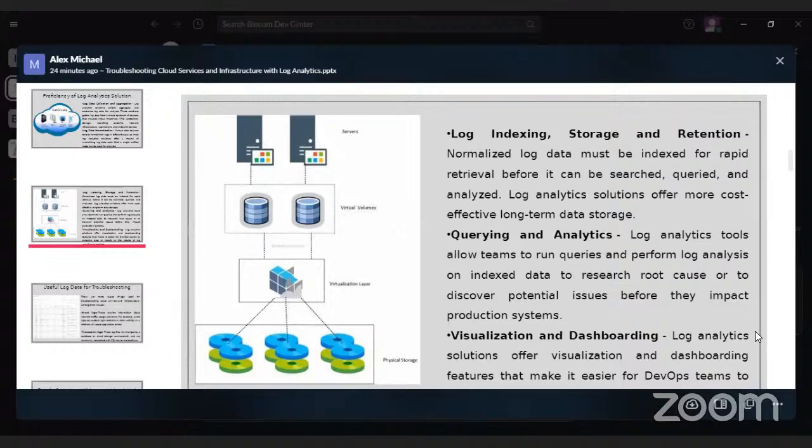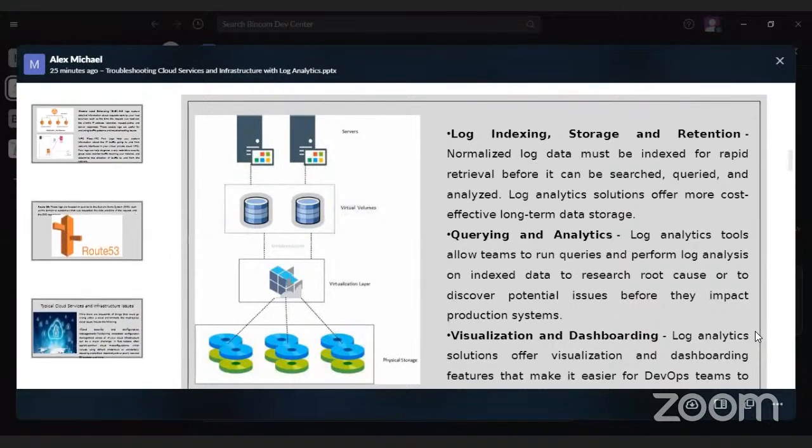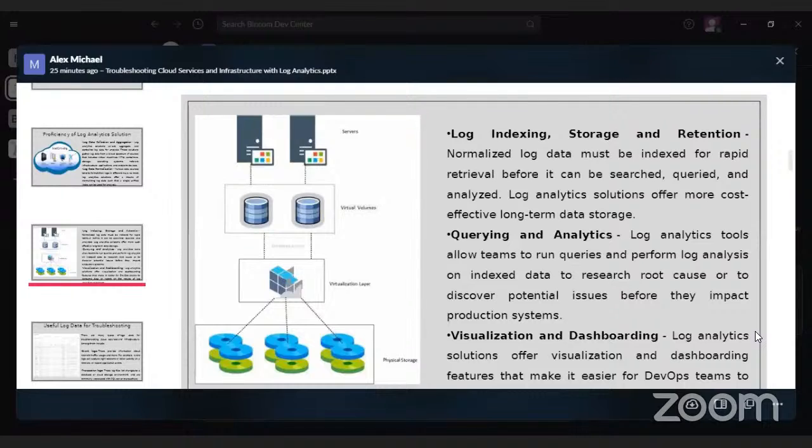So we also have log indexing and storage. I talked about indexing, where it has to be done in a particular place, and then storage also. It helps to store information, which is what we discussed earlier, that it aggregates and collects information, then puts it in centralized log data. So this log storage and retention is what it is trying to explain. So next slide, please, sir.